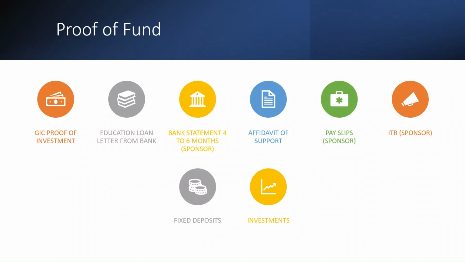You can prepare an affidavit. It will mention that your father will take care of your financial needs, and you can attach your father's payslip. You can attach your father's income tax return. If your father has any fixed deposits, you can attach them, and if your father has any investments, you can attach those. Everything that I've talked about, you can have in one PDF, but have one summary as well.